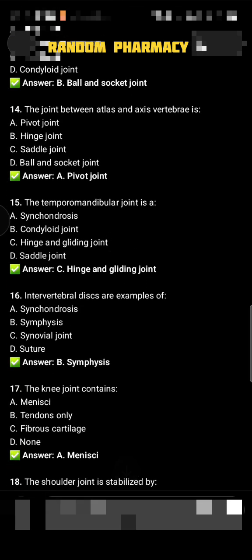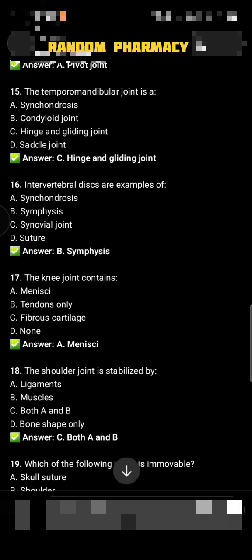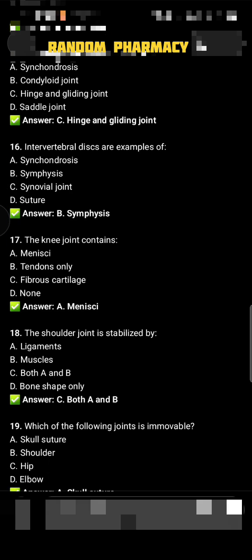The temporomandibular joint is a synchondrosis, condyloid joint, hinge and gliding joint, saddle joint. The right answer is hinge and gliding joint. Intervertebral discs are examples of synchondrosis, symphysis, synovial joint, suture. The right answer is symphysis.